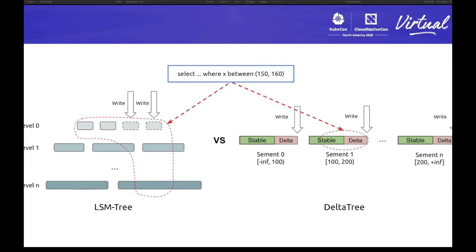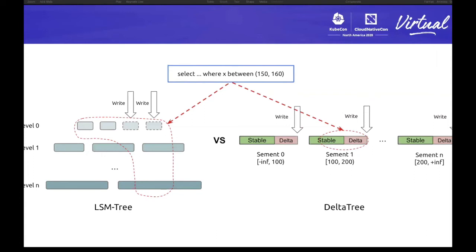In this picture, we want to compare and show why the Delta Tree can offer better read performance compared with LSM trees. On the left-hand side, when you want to read a range from an LSM tree, you need to read data from all the levels in the LSM tree and do a multi-way merge. And this operation is usually very heavyweight, and the read amplification is high.